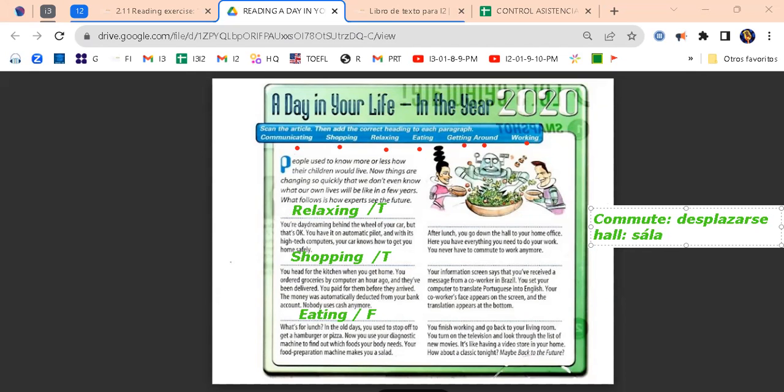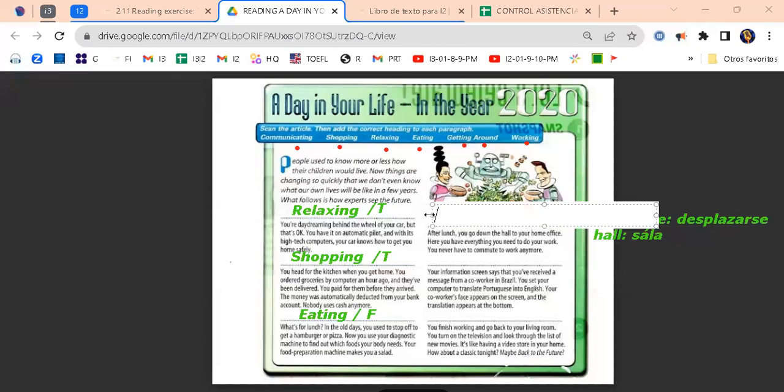Okay, sala. So after lunch, you go down the hall to your home office. Here you have everything you need to do your work. Then you never have to commute to work anymore. So what do you think? What is the heading for this paragraph? Communicating, shopping, relaxing, eating, getting around, working.